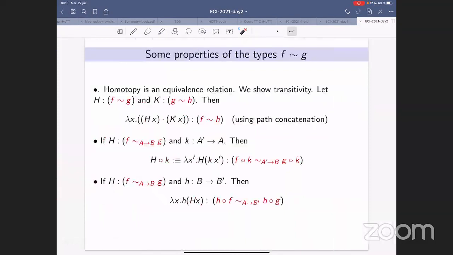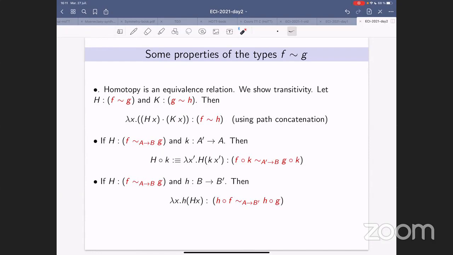This is all recorded here. So, for example, we need to prove the transitivity of homotopy. If F is homotopic to G and if G is homotopic to H, we need to have a witness that F is homotopic to H, and this doesn't need an induction.